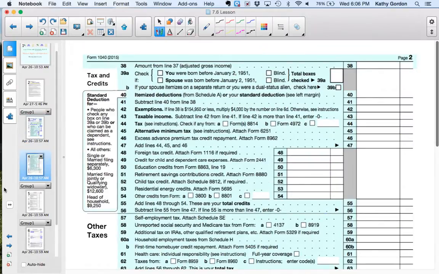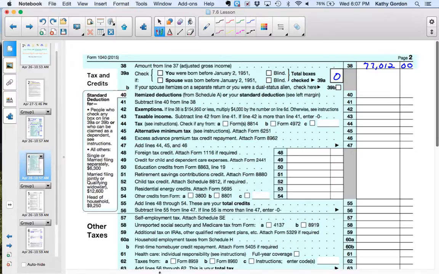So now we're going to turn it over to complete side two, and we start by putting our $77,012 in line 38. Line 39 is where we check if Brian or Margaret were born before January 2nd of 1951. Again, we're assuming that based on what age you would have to be, since they have a child, probably not. We're also assuming they are not blind, since we have no information about that, so we're not going to check any of the boxes, and we're going to put a 0 right there for number of boxes checked.